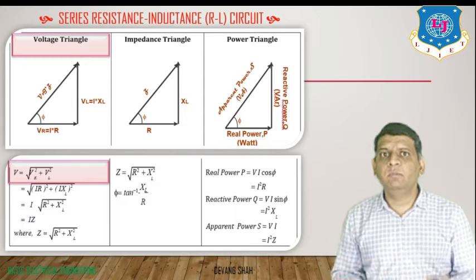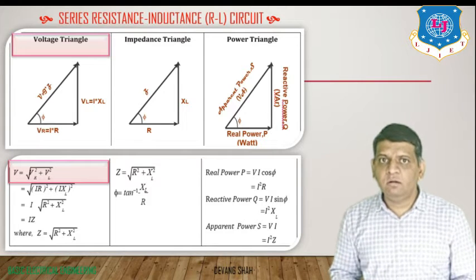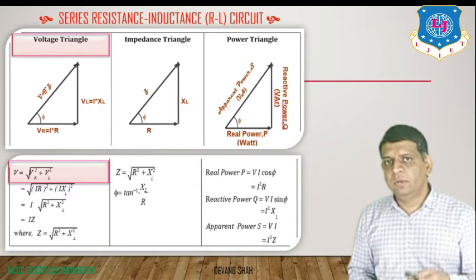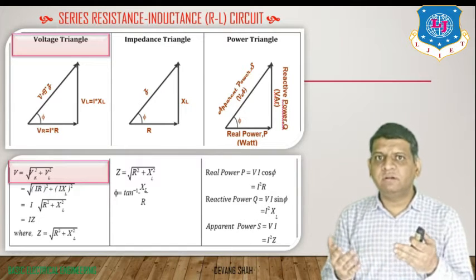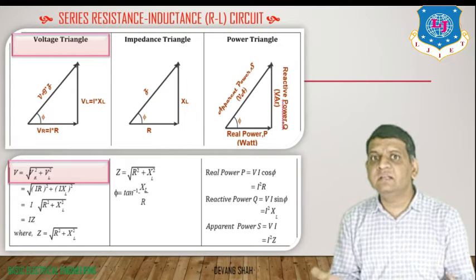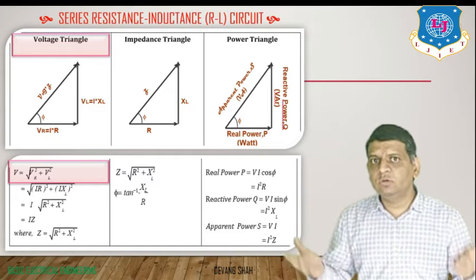So from this I can write I is equal to V by Z. After this, since both the resistance and inductor are in series, the value of current is the same throughout the series operation.